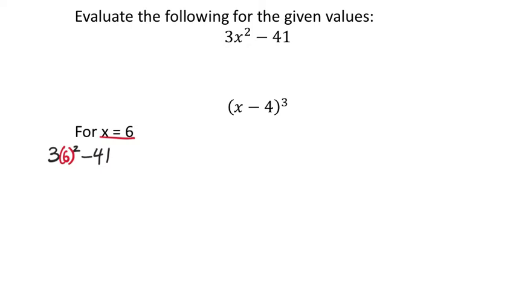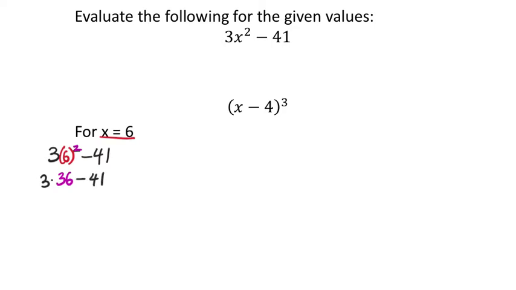Now this becomes order of operations stuff. And, well, let's use some order of operations. Let's see the exponent. There's no parentheses to work with, so just start with this exponent. That's 6 to the power of 2. 6 times 6 is 36. Then I get 3 times 36 minus 41.